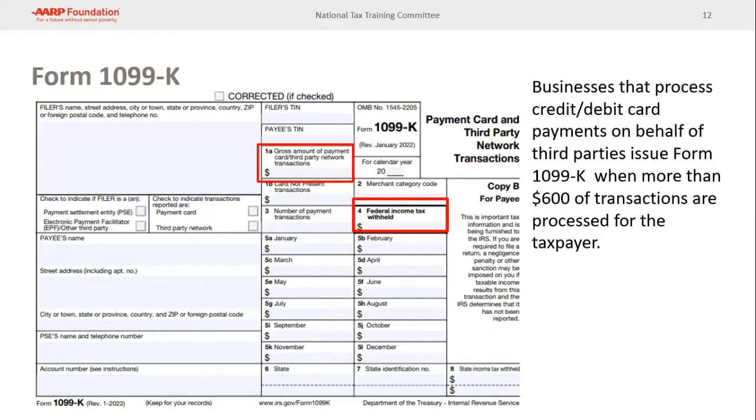1099-Ks are issued by businesses that process card payments on behalf of third parties. There is no actual entry form in TaxSlayer for a 1099-K. Instead, you'll enter the amount from box 1A in TaxSlayer as gross receipts.